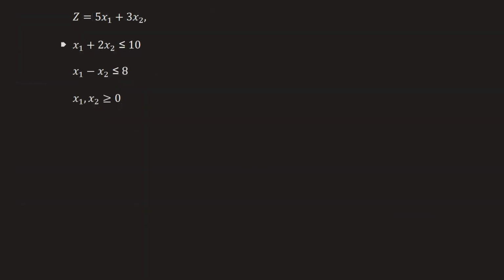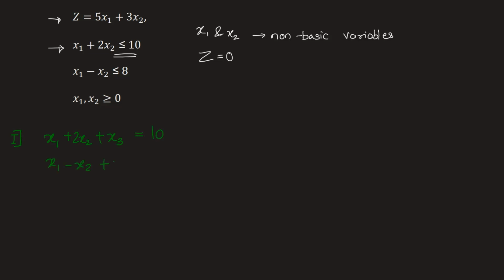Let's find out. So this is the objective function given and these are the constraints. And for starting we have to take x1 and x2 as non-basic variables and z to be 0. So we'll start with converting these inequalities into equations by adding slack variables. So let's consider x3 and x4 to be slack variables. So the first constraint becomes x1 plus 2x2 plus x3 is equal to 10 and x1 minus x2 plus x4 is equal to 8, subjected to x1, x2, x3 and x4 all to be greater than or equal to 0.